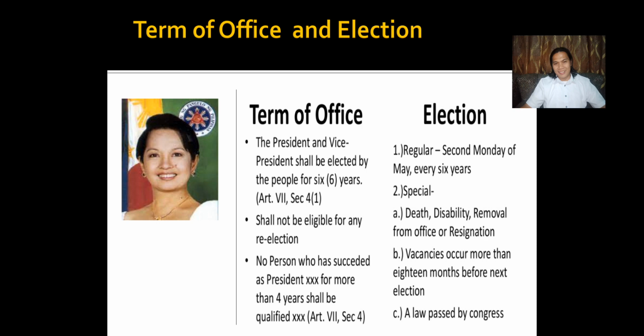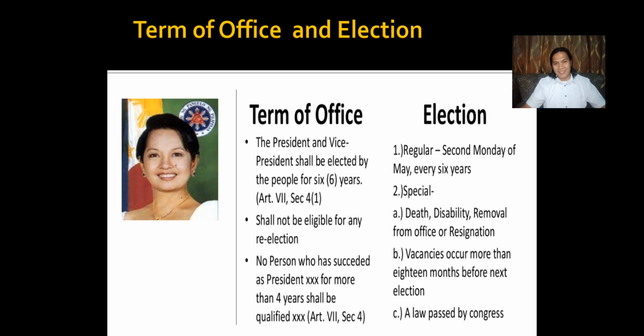The vice president, unlike the president, is eligible for re-election, but the Constitution disallows him or her to run for more than 2 executive terms, according to the Constitution, Article 7, Section 4.